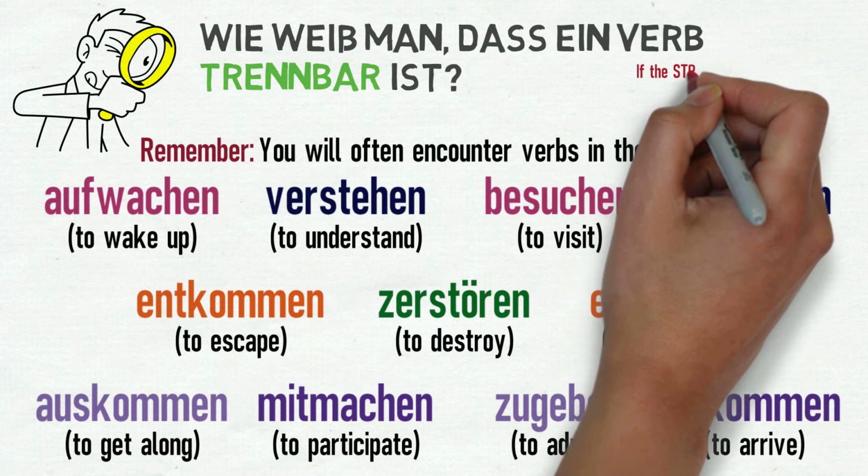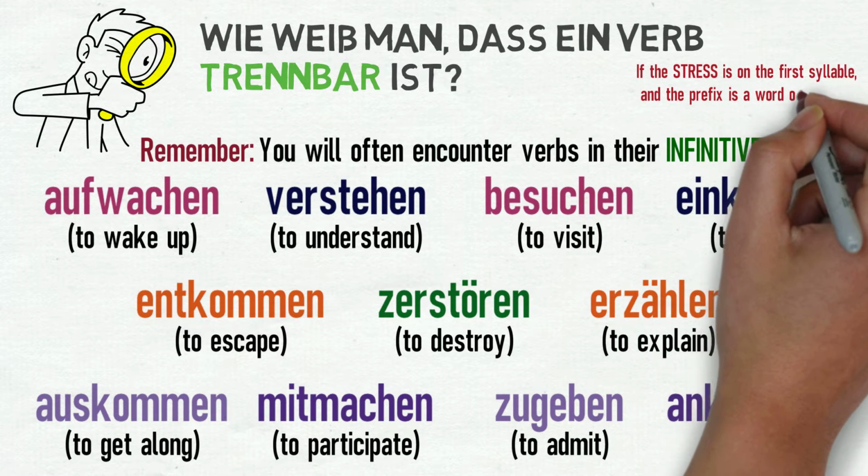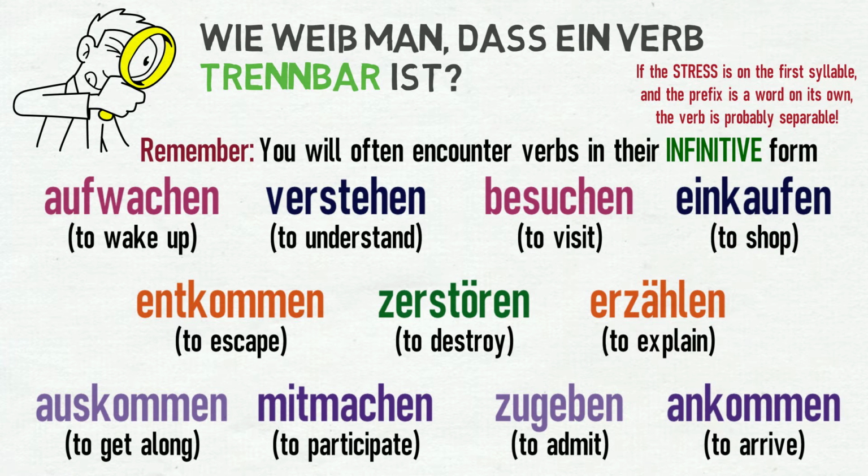verb. If the stress falls on the first syllable, and crucially, if that prefix is a word in its own right, then the verb is likely to be separable. Let's look at these verbs again.